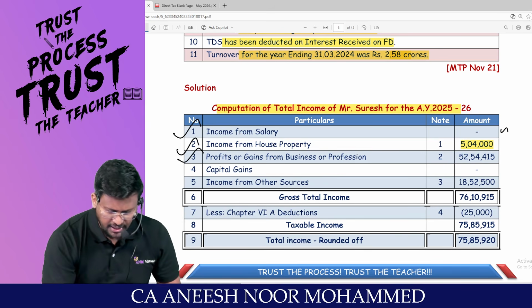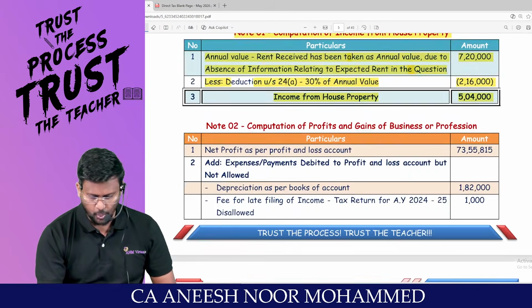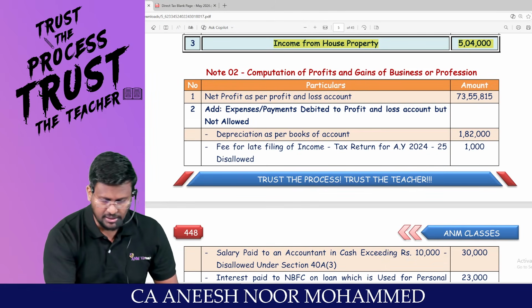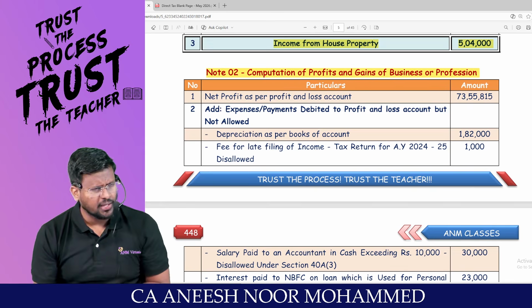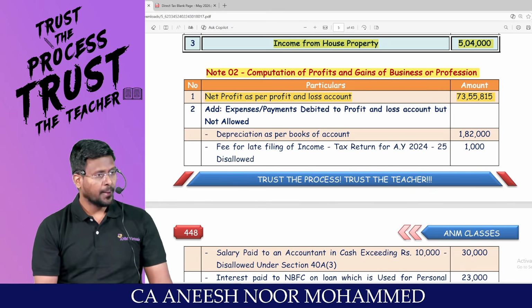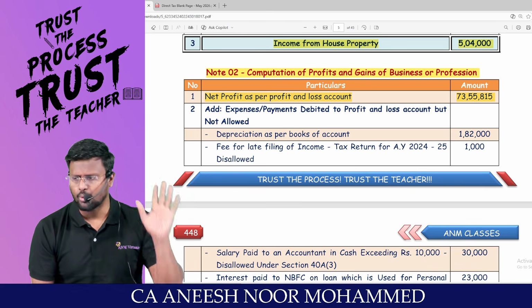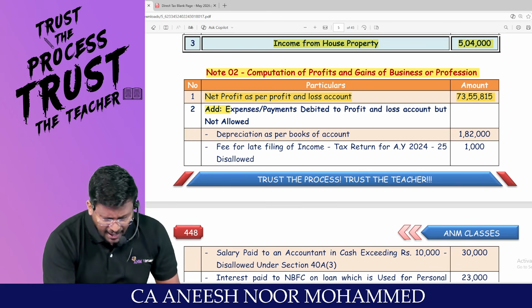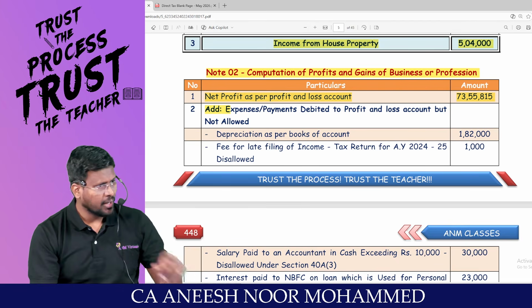Coming to profits and gains of business or profession, the real hero of any total income question, how to start with it? Computation of PGBP. Always start with the net profit as per the P&L account. That is the starting point. But that net profit will contain so many impurities, and this has to be mandatorily written in the exam. Don't straight away add it back.